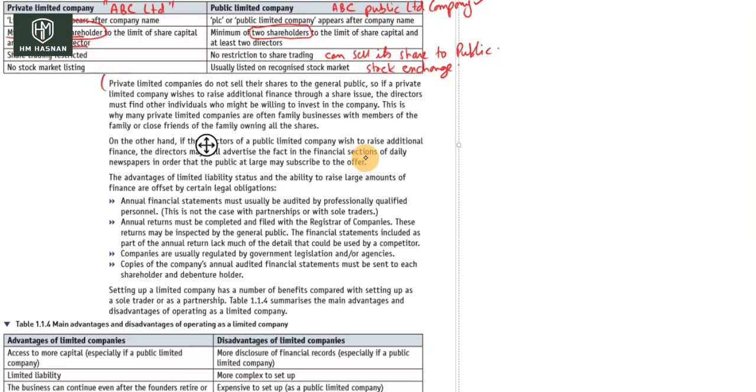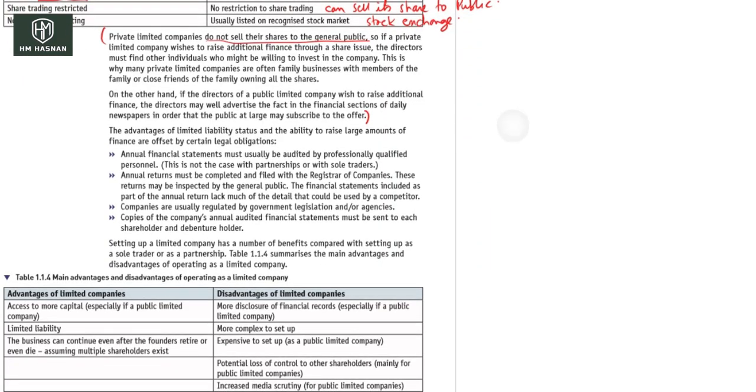I read this paragraph. We already discussed that private limited companies do not sell their shares to the general public and so forth. The last thing is that the advantage of limited liability status and the ability to raise large amounts of finance are offset by certain legal obligations. Although the company has limited liability status, there are other obligations besides the limited liability. What other obligations does a limited company have?